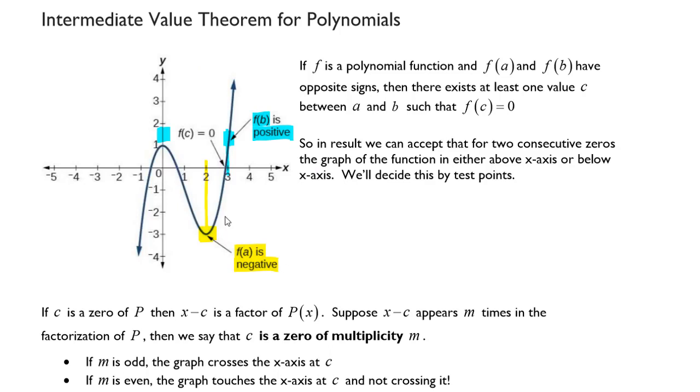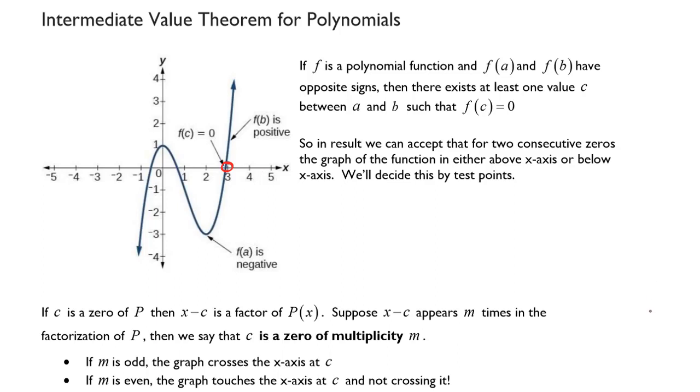So it means that between the value a, which is 2, and b, which is 3 in this particular graph, we have a value in the middle, an intermediate value, that is crossing the x-axis. So that value c is right where the function as a whole equals 0. So in result, we can accept that for 2 consecutive zeros, the graph of the function is either above the x-axis or below the x-axis. We'll decide this by test points. We can also decide this by using factors.